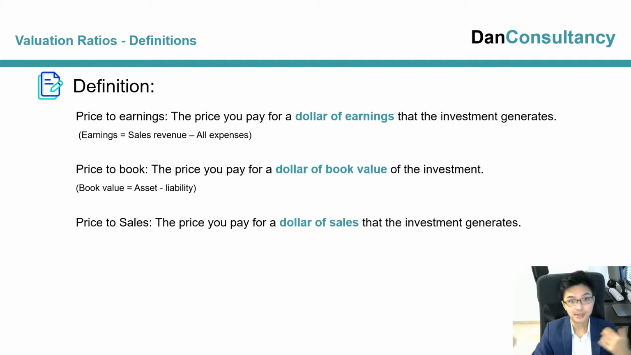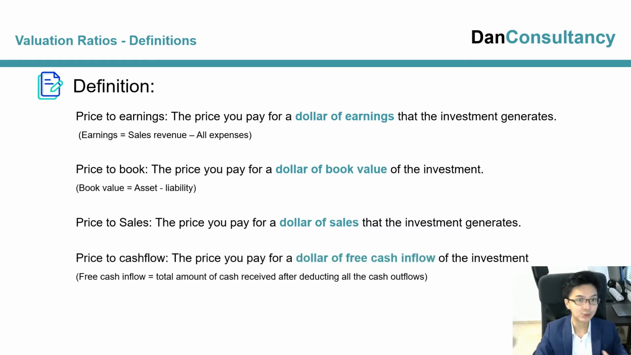Price to sales is defined to be the price that you pay for $1 of sales revenue that the investment generates. And lastly, price to cash flow is defined to be the price that you pay for $1 of free cash flow of the investments. Free cash flow in this case refers to the total cash received after deducting all the cash outflow.